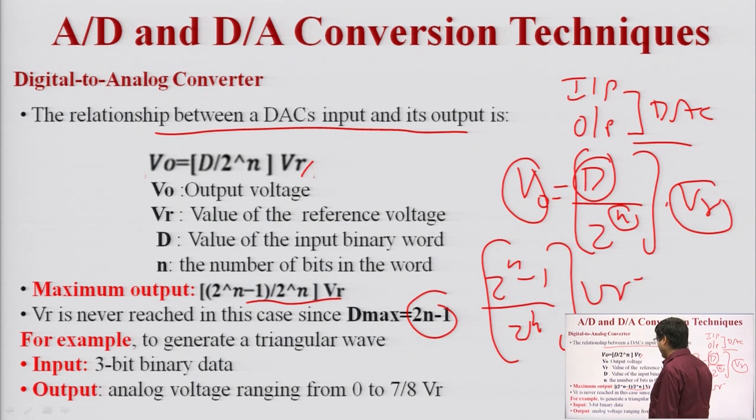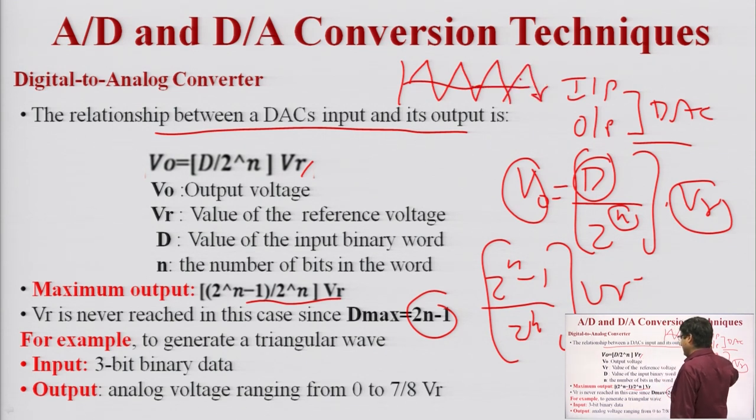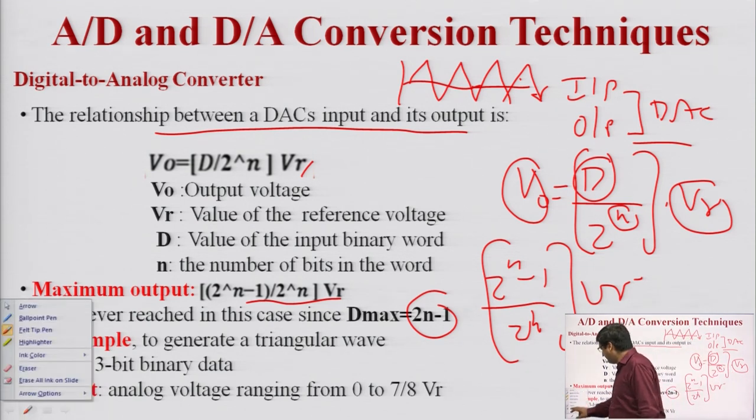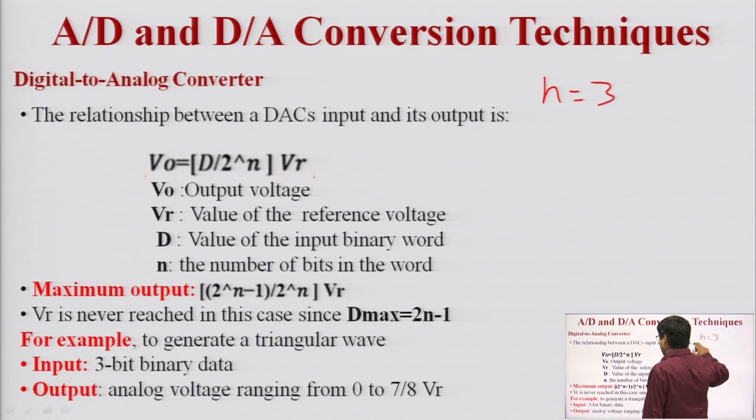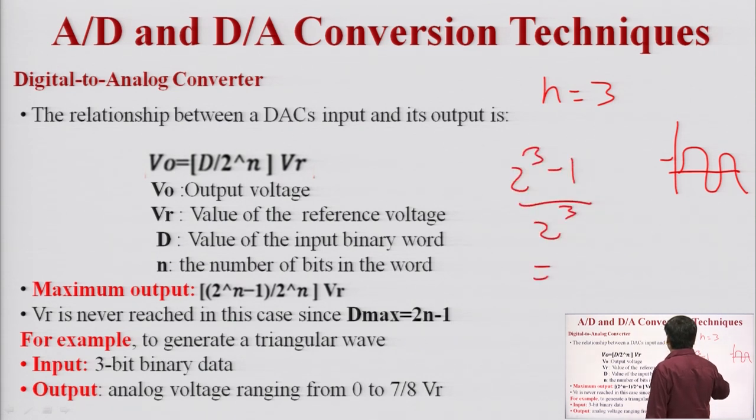For example, if we want to generate a triangular wave, what will happen? Let us take the input as a 3 bit binary word, that is, n equals 3, and the analog output should be a continuously varying signal. If we put n as 3, we get (2 to the power 3 minus 1) upon 2 to the power 3, that is, 8 minus 1, 7 upon 8. So it varies from 0 to 7 upon 8 of Vr.